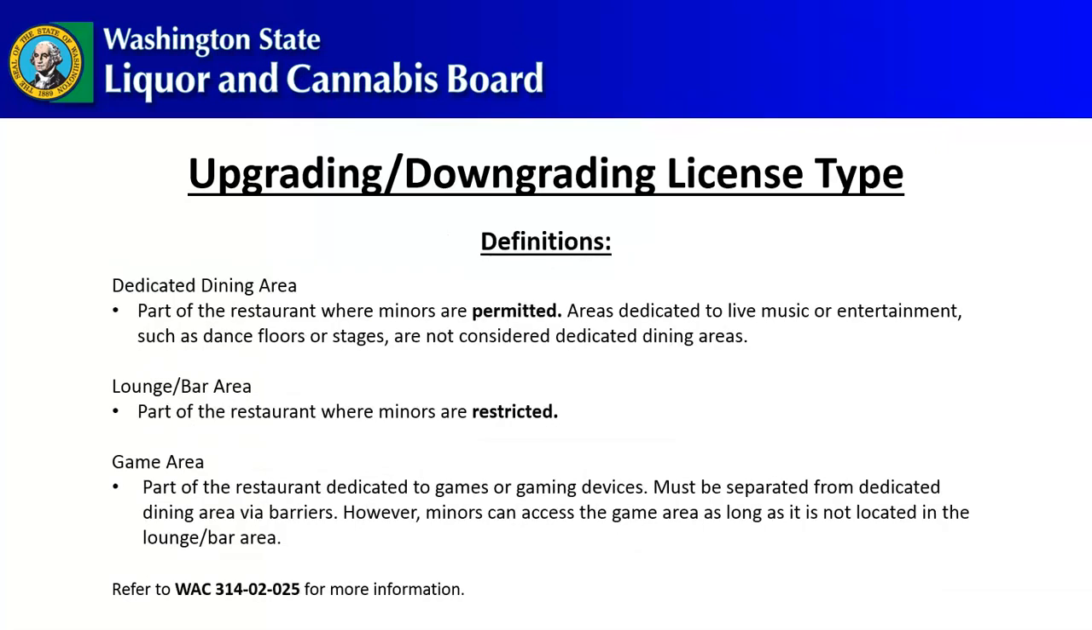Now, I wanted to go over some of the definitions of the areas we mentioned in the previous slide. Dedicated dining area is known as the part of the restaurant where minors are permitted. We do not consider areas dedicated to live music or entertainment as dedicated dining areas. The lounge or bar area is known as the part of the restaurant where minors are restricted. There must be clear separation between lounge or bar area and dedicated dining area using barriers.